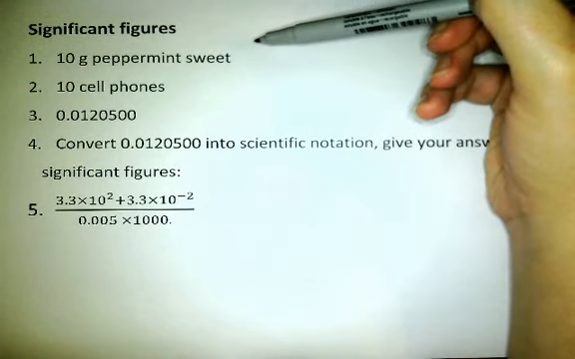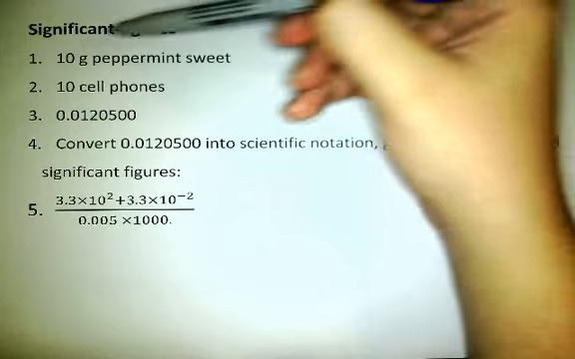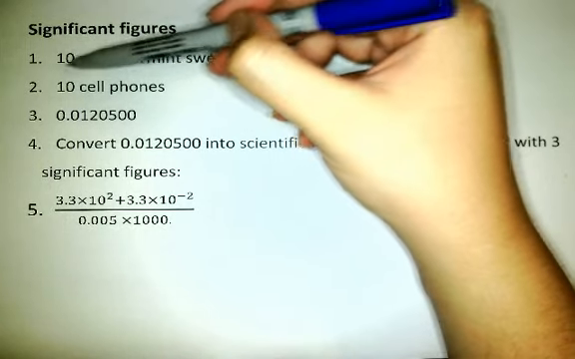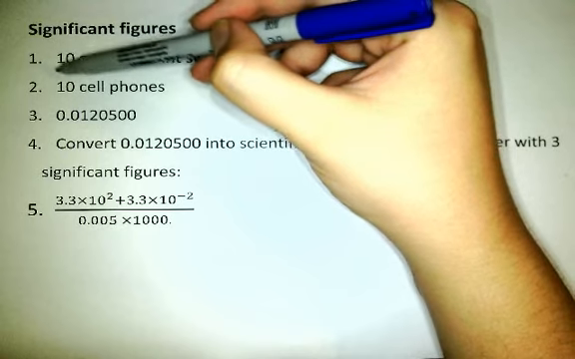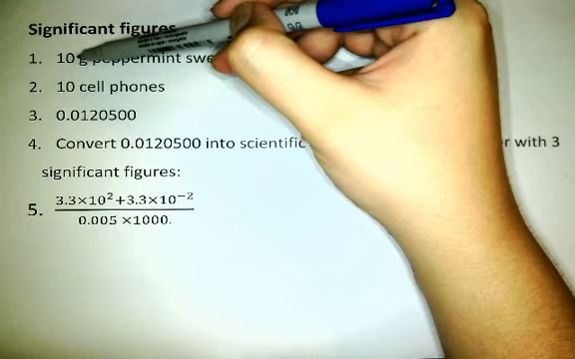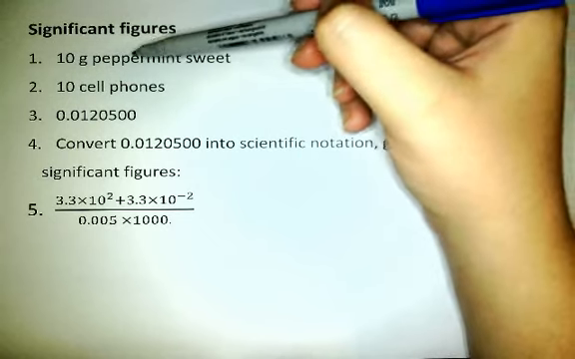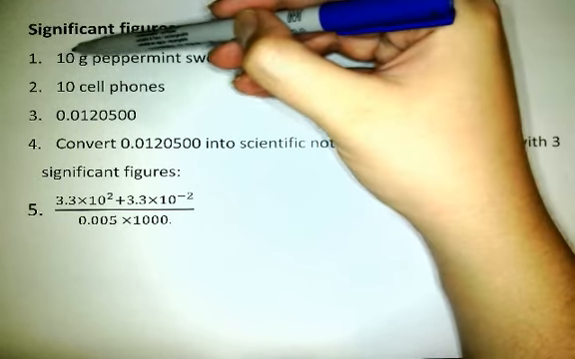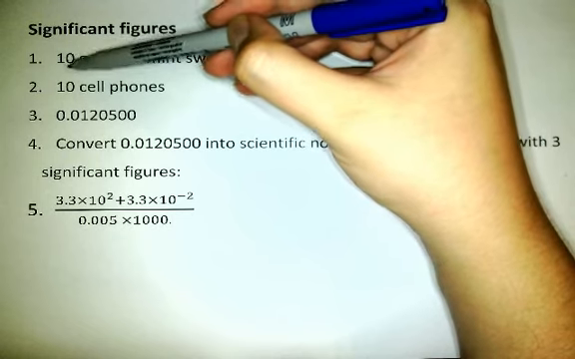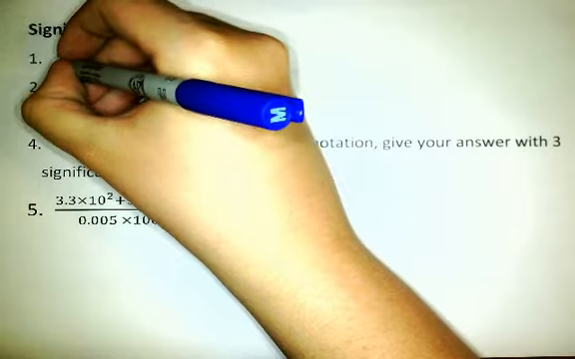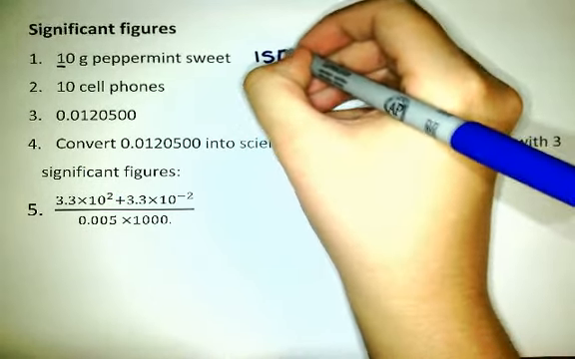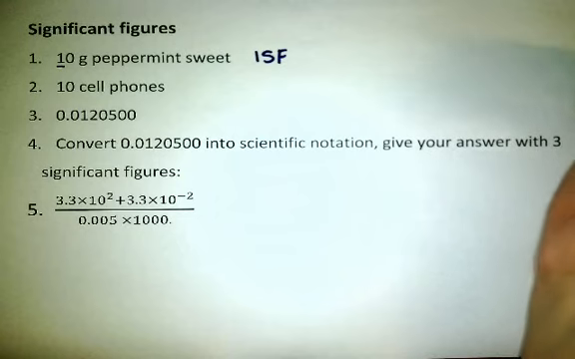Here we have a 10 gram peppermint sweet. The 10 grams means it was measured by an instrument. So that means there's error here, meaning that this is not an exact number but an inexact number. How many significant figures would we have? This is a trailing zero with no decimal point, so this zero is not significant. Only the one is significant, so here you'd say there is one significant figure.